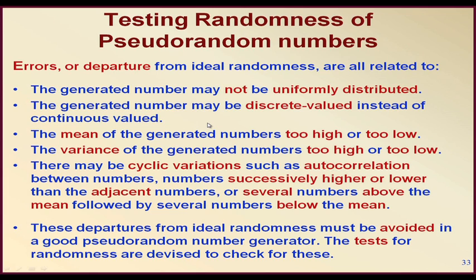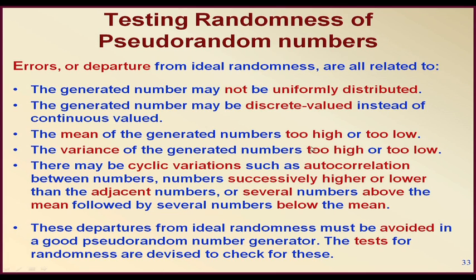Sometimes they may be random, but certain numbers are not occurring, and only a set of discrete values are coming up, like 0.2, 0.3, but 0.27, 0.29 are not coming up. So, this could be a problem.